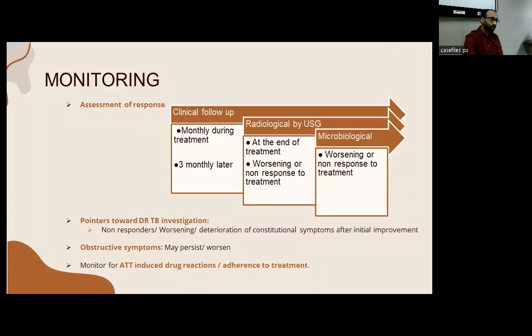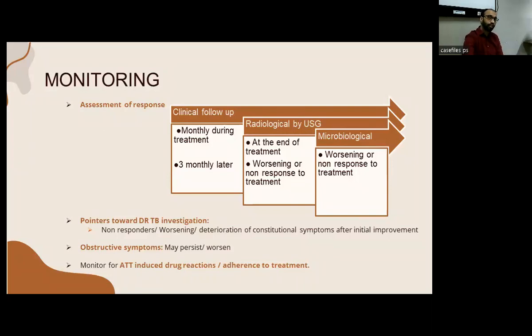Microbiological follow-up in the form of cultures or repeat sampling is supposed to be done in case of worsening or non-response to treatment. The pointers towards drug-resistant tuberculosis are any child who is non-responding, or has worsening or deterioration of constitutional symptoms after starting initial ATT. That could point towards drug-resistant tuberculosis, and investigations towards that should be carried out. Obstructive symptoms may persist or worsen during ATT treatment. This is supposed to be clearly explained to the patient beforehand, and active diligent follow-up is supposed to be done.